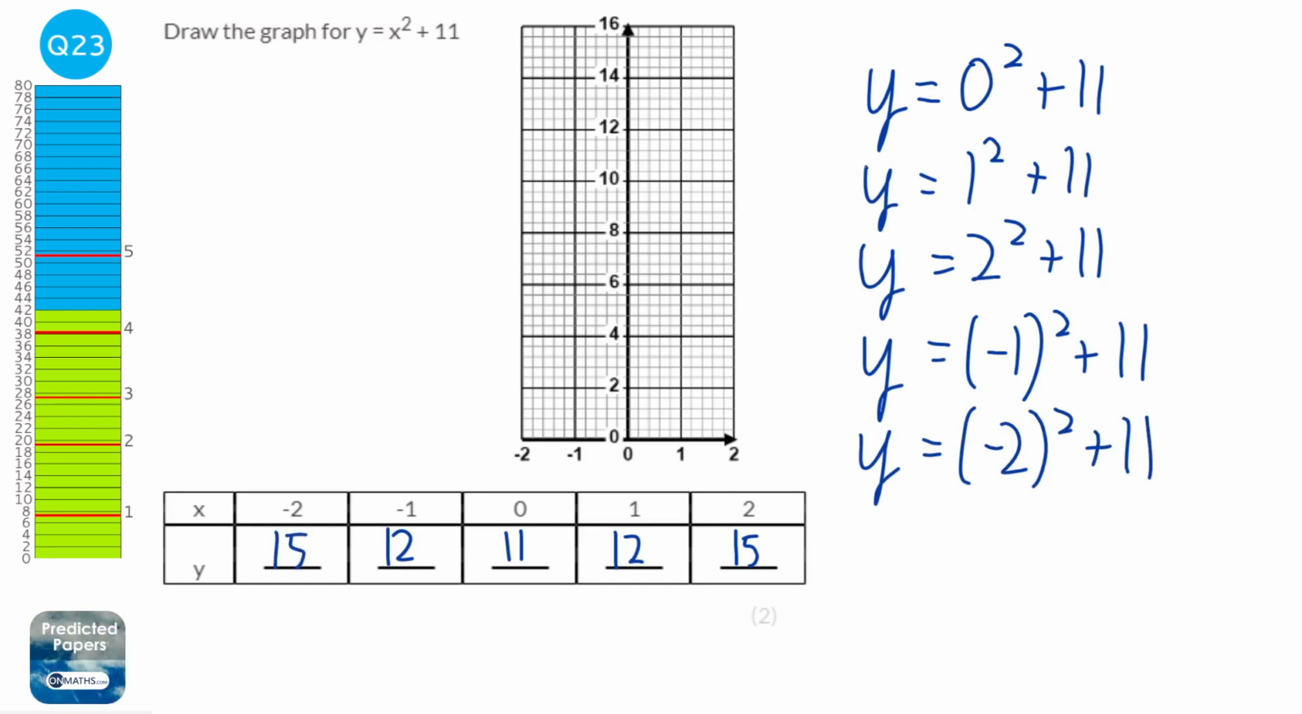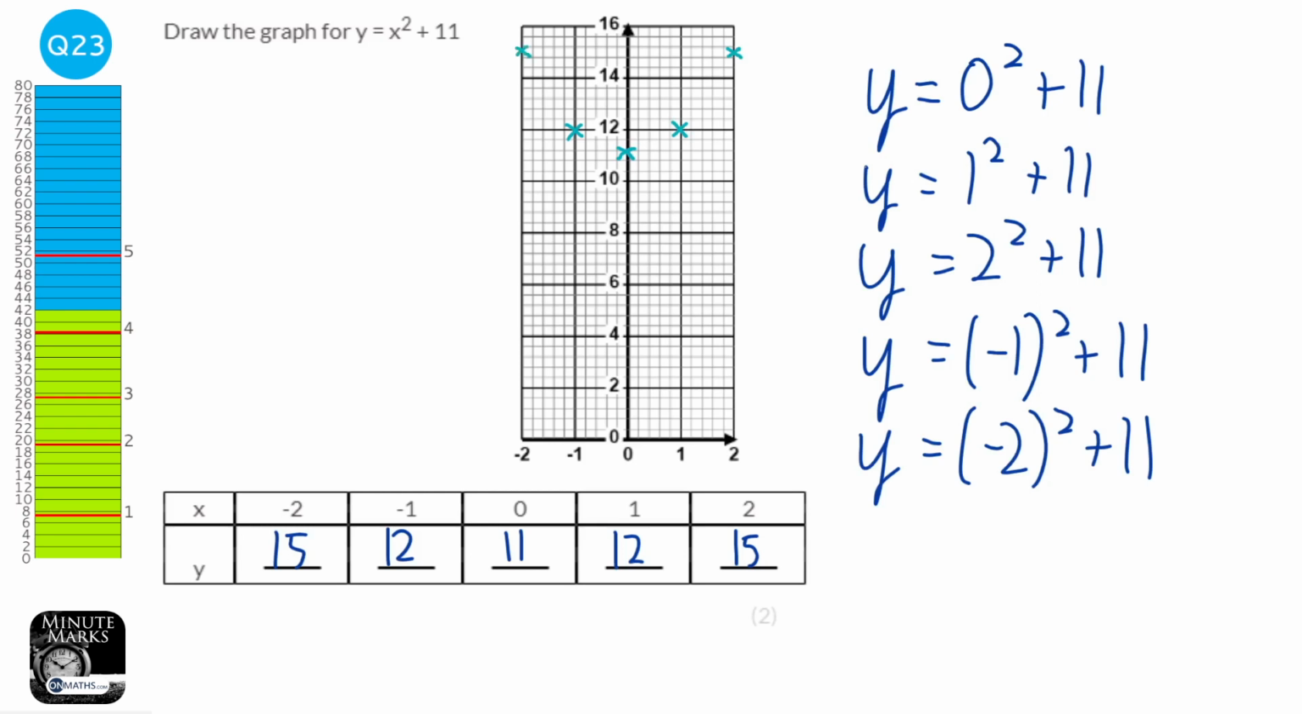Now you can see here we get a nice little symmetry. And we're going to plot this onto our graph here. So 11 is going to be here. 12 is going to be here. So both of these are 12. And 15 is going to be here.